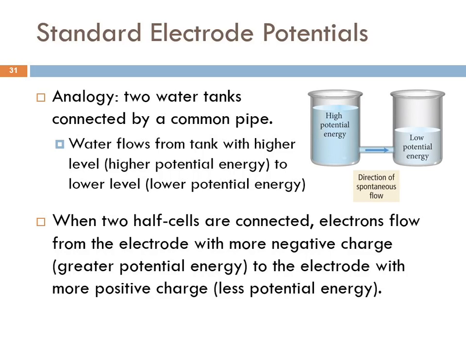The same thing is happening in the electrochemical cell with the electrons. When we connect those two half cells using the wire and the salt bridge, electrons will flow from the electrode with more negative charge. Negative charge is greater potential energy, and it'll flow to the electrode with more positive charge that has less potential energy.